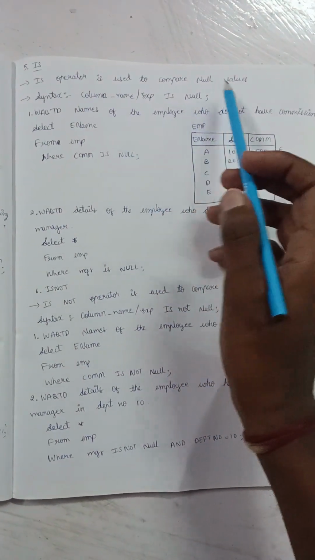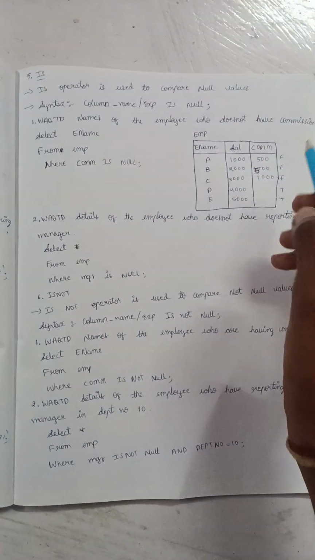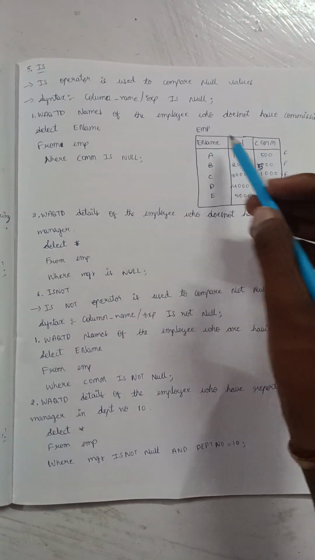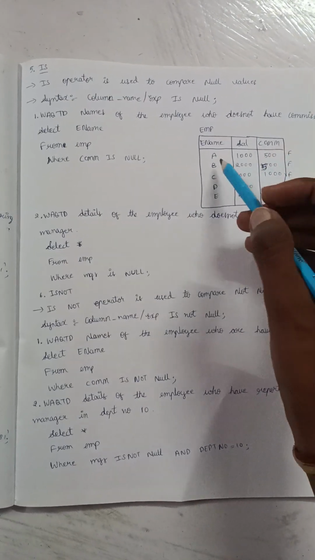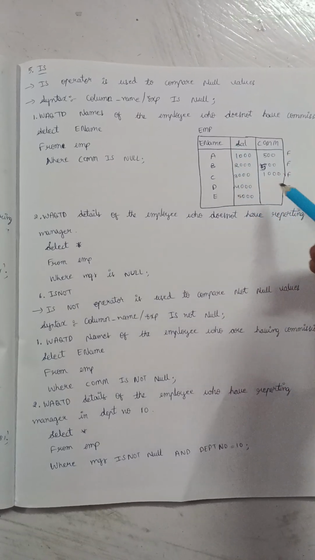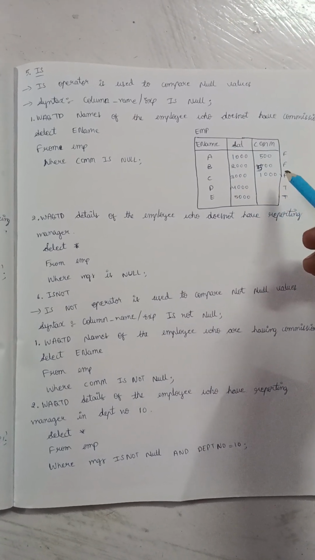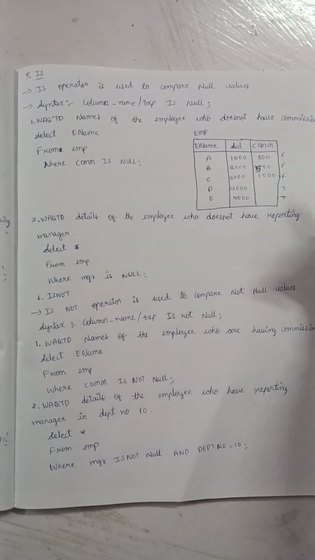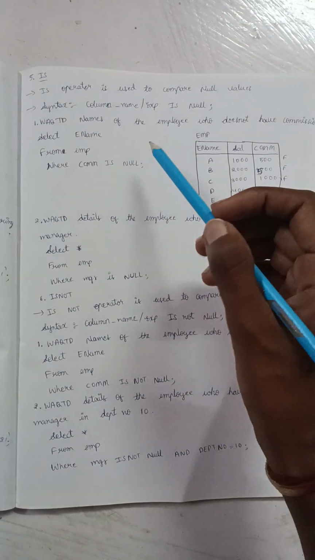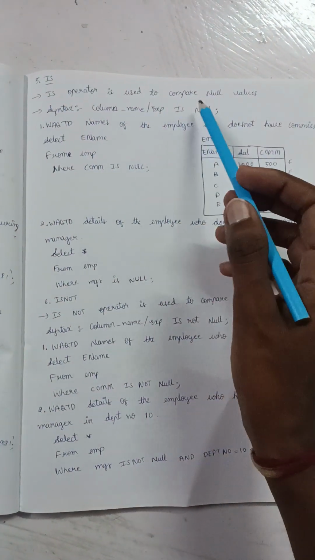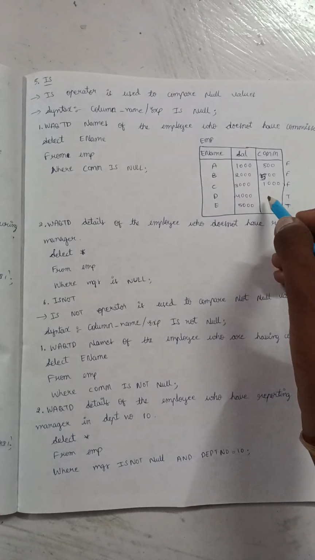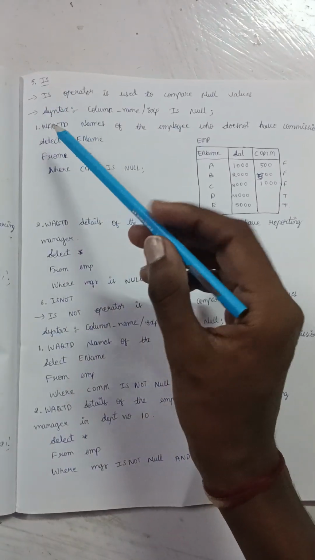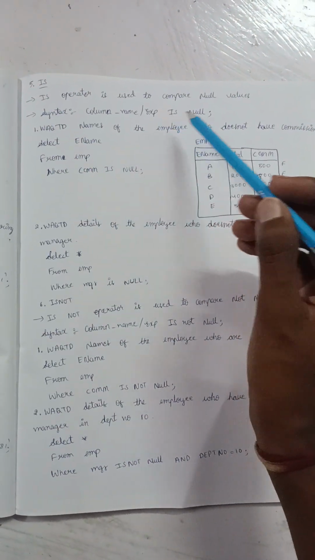The IS operator is used to compare null values. For example, in the employee table, if any employee is not getting a commission and we want to know that, we need to display the null values. Null values can't be compared directly, so the IS operator is used. The syntax is: column name or expression IS NULL.